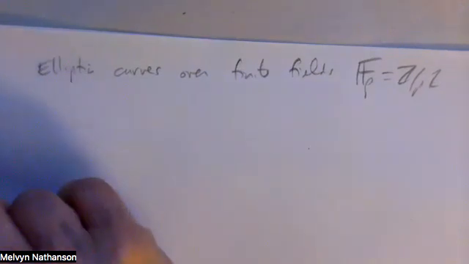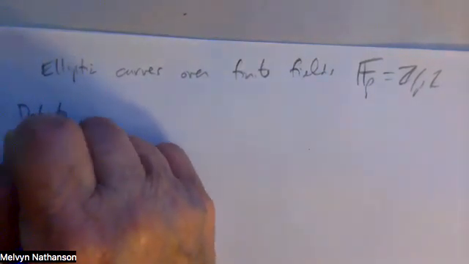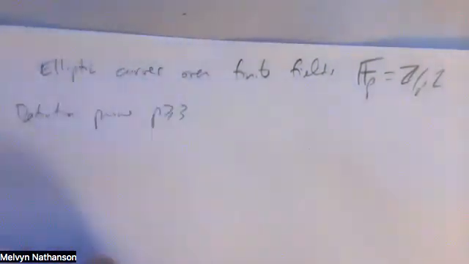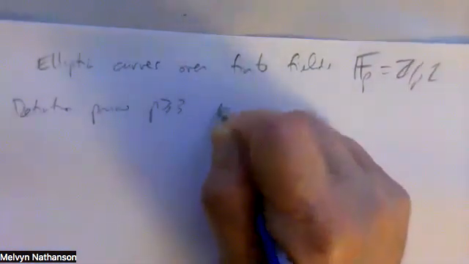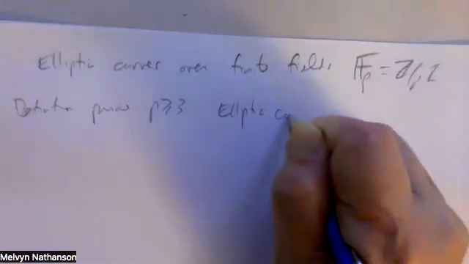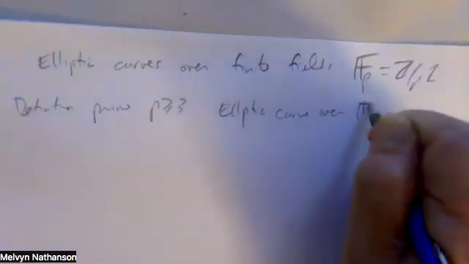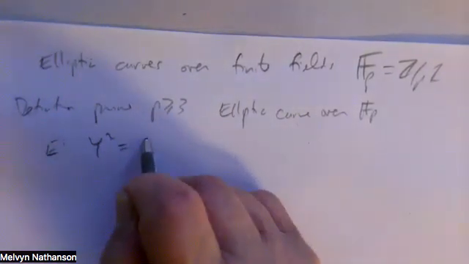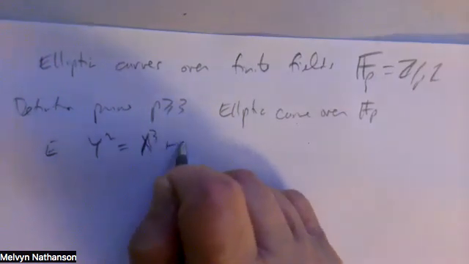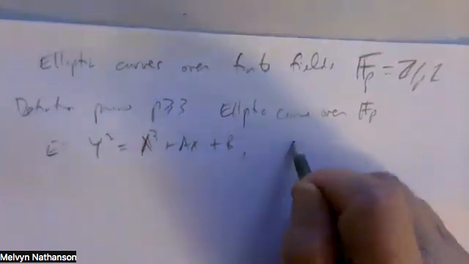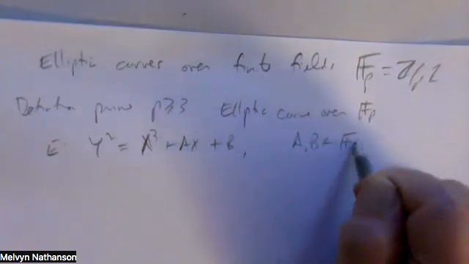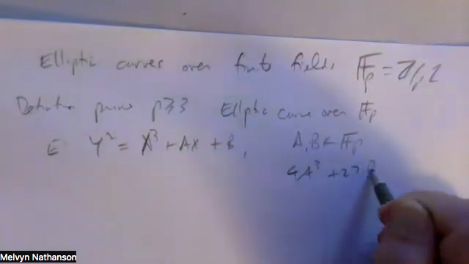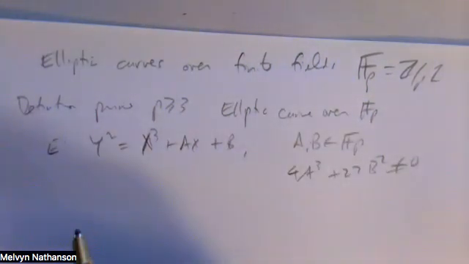So let's just consider odd primes. So definition. We take an odd prime p, p greater than or equal to 3, an elliptic curve over Fp. It's an equation of the form y squared equals x cubed plus ax plus b, where a and b are elements of this finite field, and in the finite field, 4a cubed plus 27b squared is different from 0.